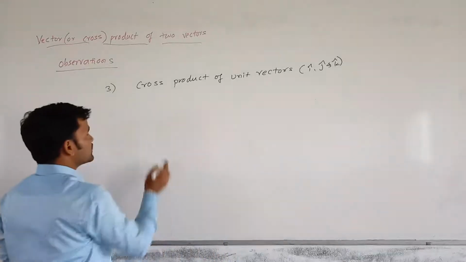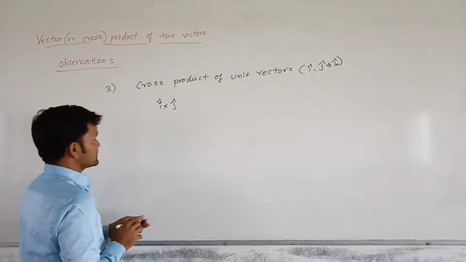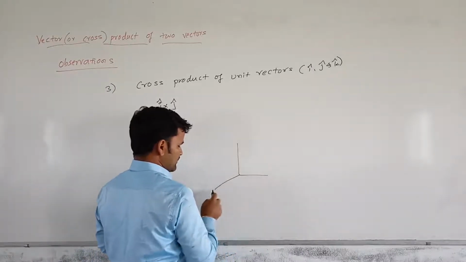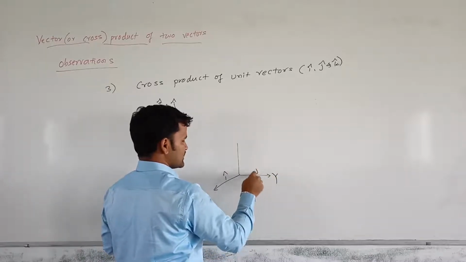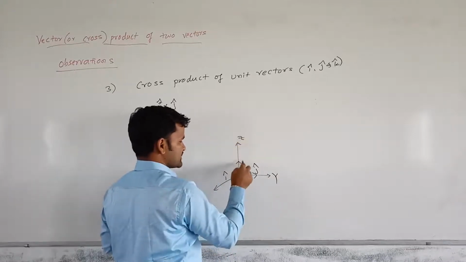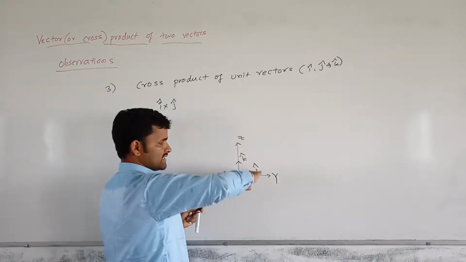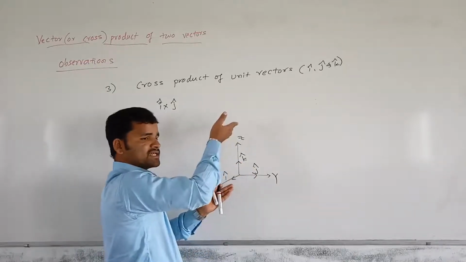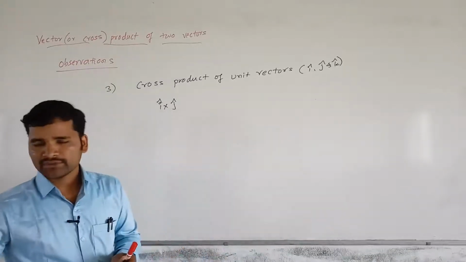i, j, k. What will be i cross j? See, i will be along the x axis, this is the i axis, and this is y, in the sense here will be j. Where will be k? k will be along the z axis, this will be k. I cross j is acting on the xy plane, so where is it projected? It should move along the z axis. So, let us not get confused with this diagram. We will go with the definition.